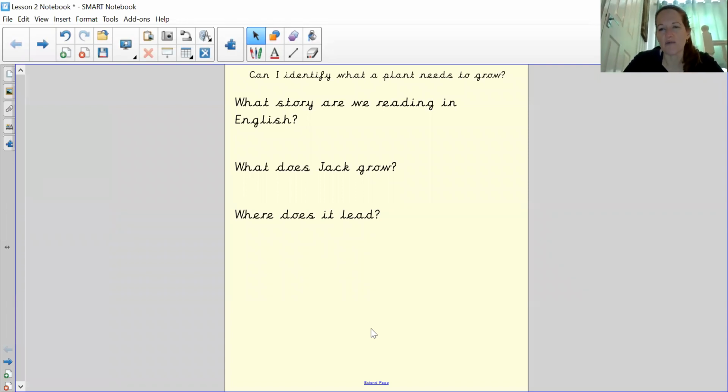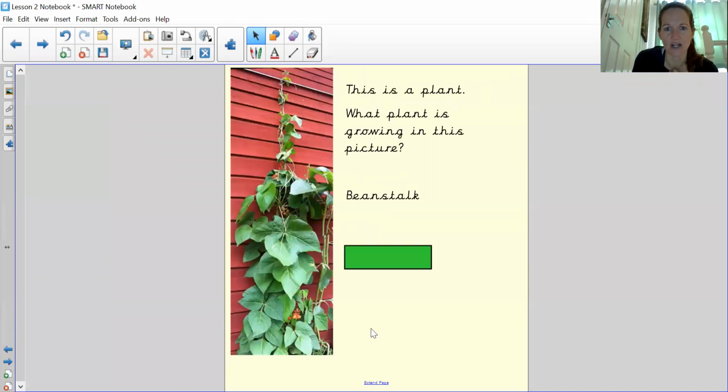So what story are we reading in English? Well done if you said Jack and the Beanstalk. And what does Jack grow? Beans, well done. And where does it lead? Fantastic, up to a castle. Now we are going to be learning about what we need in order to grow a beanstalk.